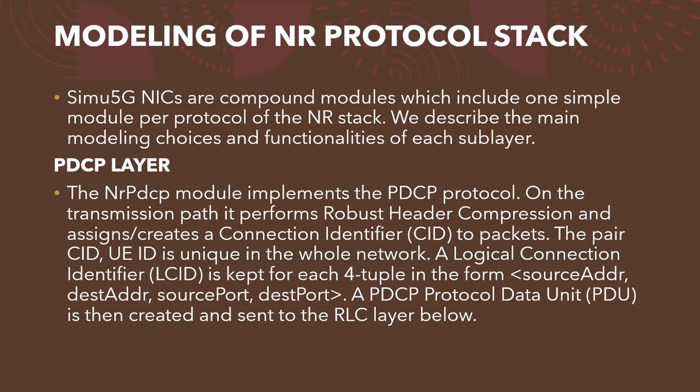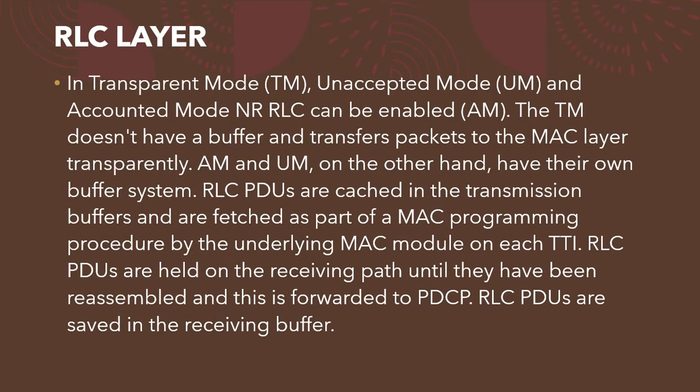The NR PDCP module implements the PDCP protocol on the transmission path. It performs robust header compression and creates a connection identifier, CID, for packets. The CID is unique in the whole network. A logical connection identifier, LCID, is kept for each four-tuple in the form source address, destination address, source port, destination port. A PDCP protocol data unit, PDU, is created and sent to the RLC layer below.